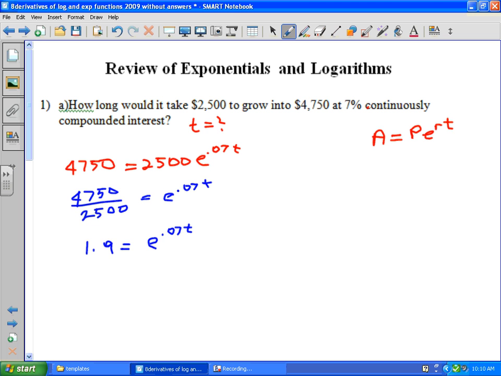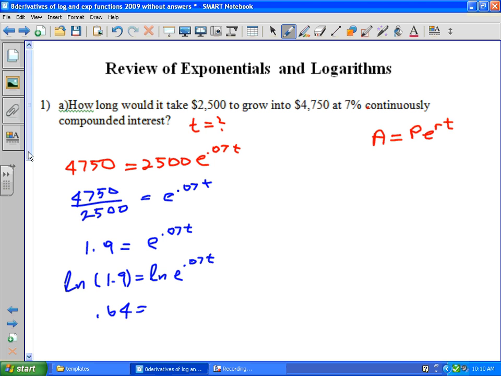Again, you need to apply the inverse function to bring that t out of there. So apply ln to both sides. So I will take ln, or natural log, of the left-hand side. That should be equal to the ln of the right-hand side. Now, ln of 1.9, we can easily get on the calculator. 0.64 roughly.